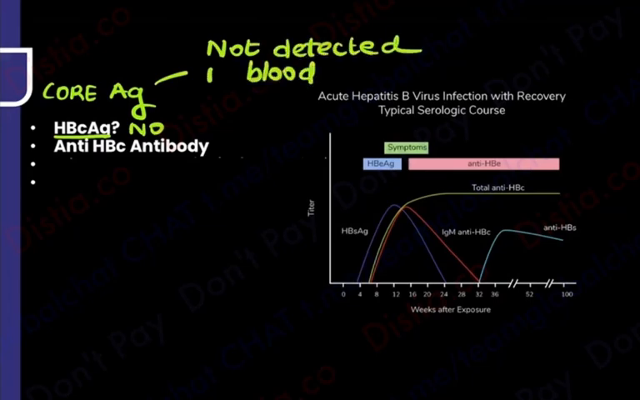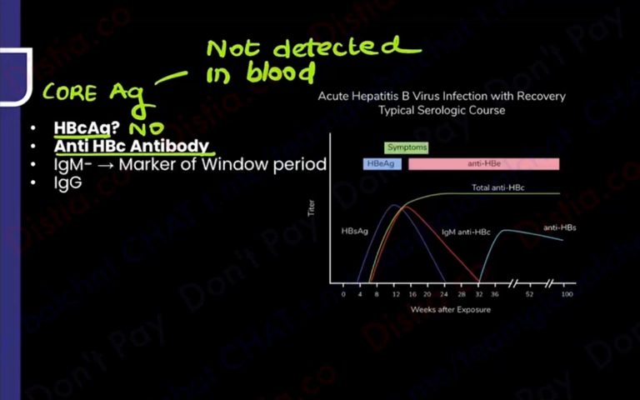See, it's there in your body. It has entered into your liver cells, but it is not going to be present in the blood because it's stuck in the core. See, the antigen did not come out into the blood. But are you exposed to it? Are you going to make antibodies? Of course. Anti-HBC antibodies I will make because it's sitting in my body, so I have to respond to it. Which antibodies do I have? IgM and IgG.